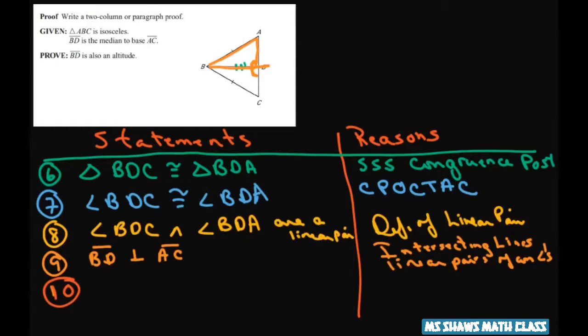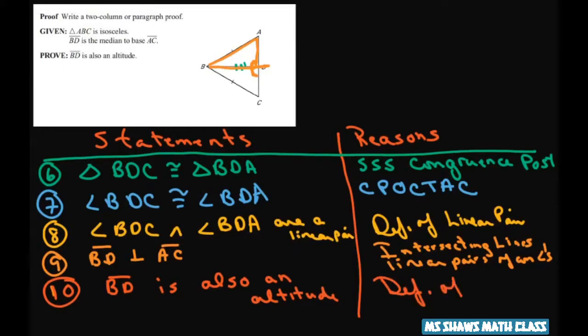All right, and then finally we can say for 10, we can say that BD is also an altitude. Because that's definition of an altitude. The difference between altitude and a median is the altitude forms a right angle. And so that's how you prove that.